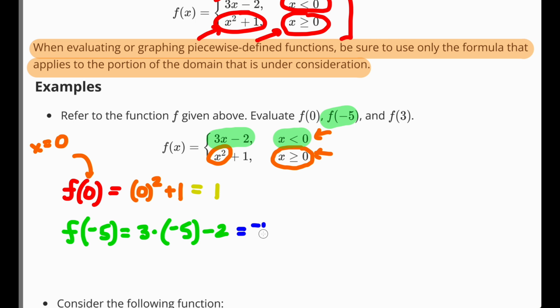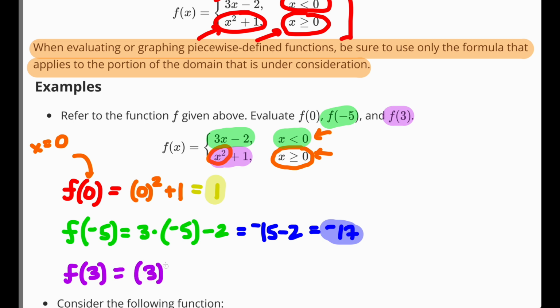Which means you're going to have -15 minus 2, which is going to be equal to -17. So that's the answer for that one. The last one, f of 3. Here the x is equal to 3, which means it's greater than 0. So we're going to have to use that second piece again. So it's going to be 3 squared plus 1, which is equal to 9 plus 1, which is equal to 10. And you have your 3 answers that we're supposed to evaluate based on that piecewise function.